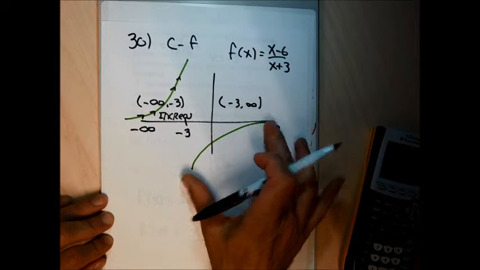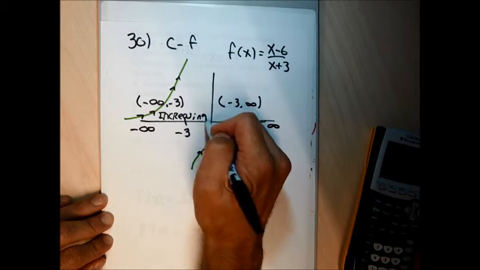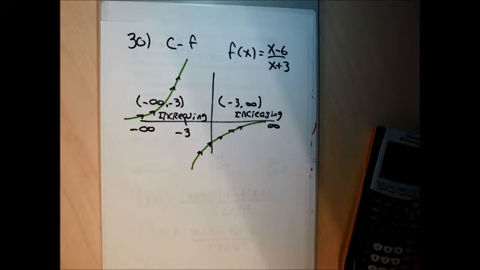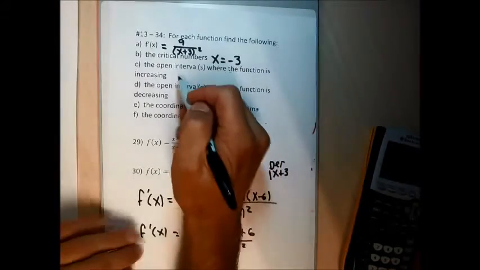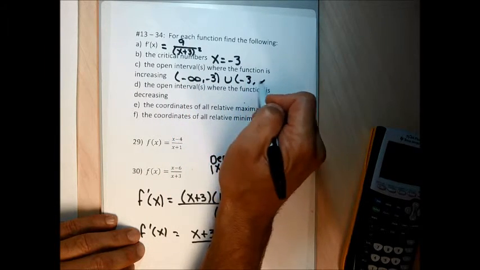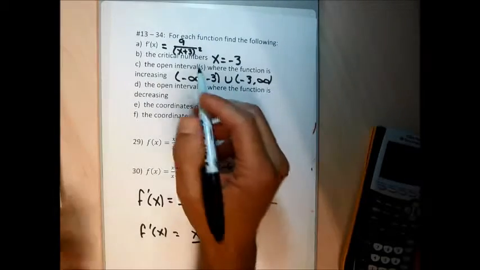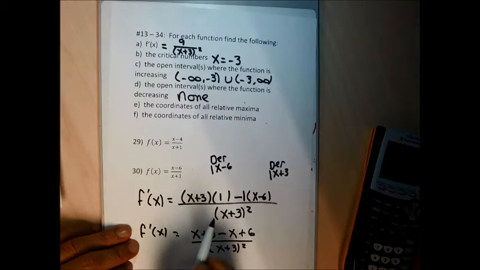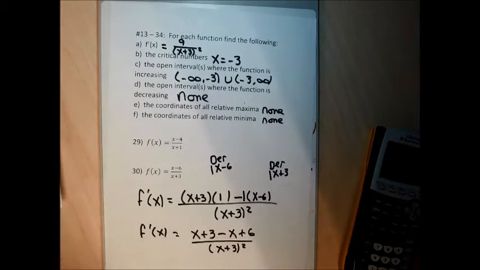Similarly, in this interval from negative 3 to infinity, as I move from left to right, the graph is getting higher. And it's also increasing in that interval. So I have two increasing intervals for my answer to problem 30. It's going to increase in the interval from negative infinity to negative 3. It also increases in the interval from negative 3 to infinity. It never decreases. So when I go to answer part D, I could say there are no intervals, or never. And because it doesn't ever change directions, you don't have a maximum point and you don't have a minimum point.